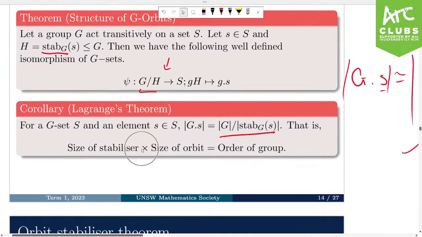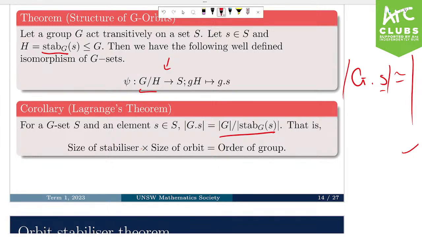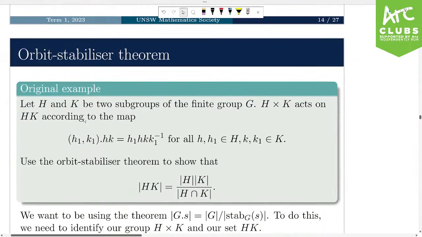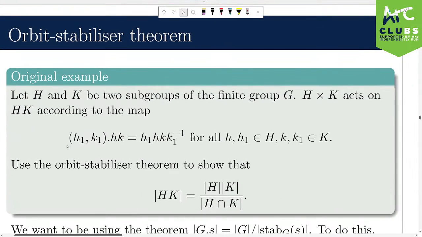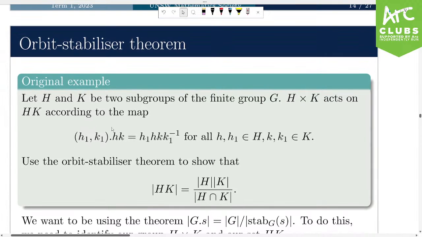So an interpretation of this is that the size of the stabilizer times the size of the orbit is the order of the group. And now we have a longer example. H and K are two subgroups of some finite group G, and H × K acts on HK according to the map: you multiply the set element by h1 at the front and by the inverse of k1 on the right. Now we want to use the orbit-stabilizer theorem.